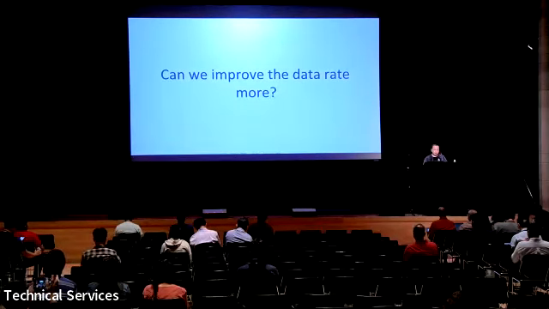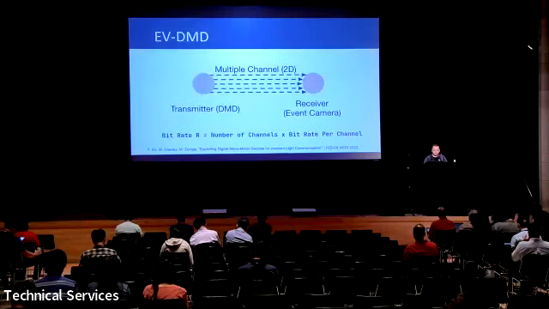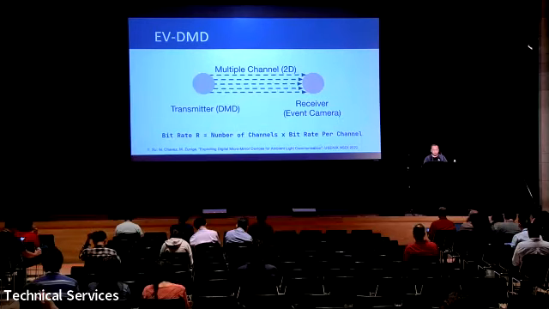So based on the current result, can we improve the data rate more? Is there a way to do that? Yes. The answer is yes. Like I said, one mirror is just one channel. If we can increase the channel number, for example, if we control the mirrors individually, every mirror can be regarded as one transmitter. So we will have lots of channels, and the total bit rate will be the number of channels multiplied by the bit rate per channel.